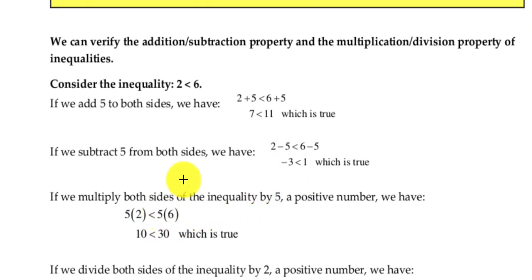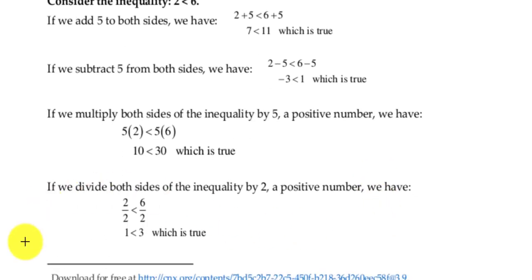For multiplication, if I know 2 is less than 6 and now I multiply 2 by 5 and I multiply 6 by 5, 10 is still less than 30, so the inequality is still true. And you can see it works for division as well.